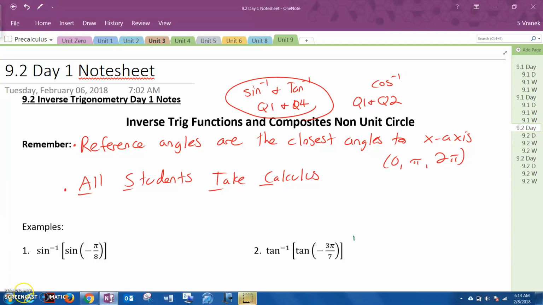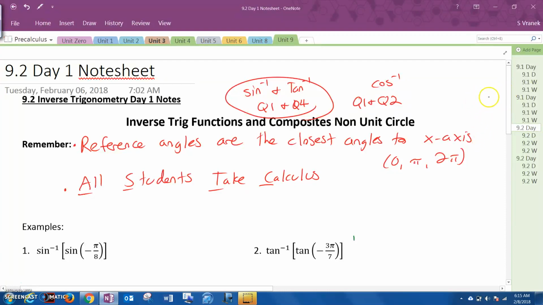Alright class, today we're doing inverse trig functions and composites that might not be those nice unit circle angles. I'm going to try doing something a little different than I did in class to help clarify things. Things you need to remember. When you take sine inverse of something or tangent inverse of something, you get an angle only in quadrant 1 and 4. Cosine inverse is only in quadrant 1 and 2. So that's kind of important to remember when we keep going through this.